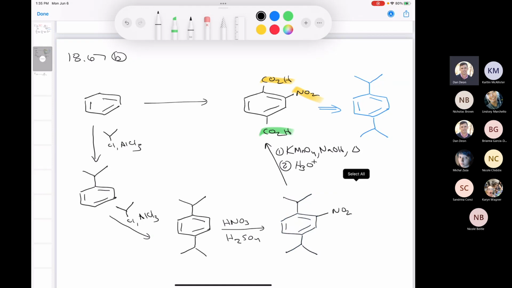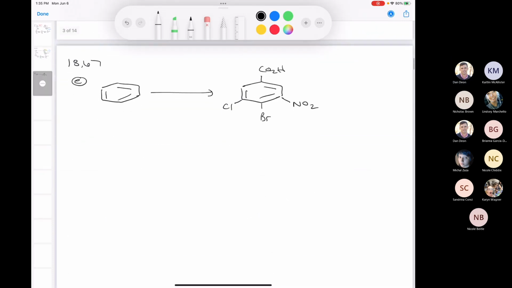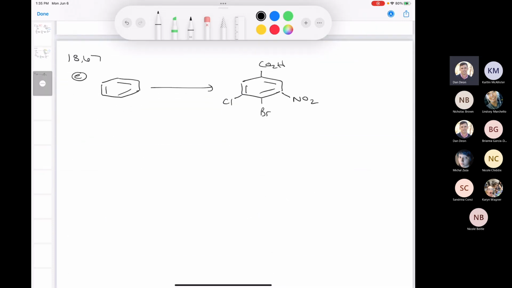Another one that I like is making tetra-substituted compounds. They're pretty cool. So this one here, this is 18.67E. I like questions where you get a whole host of things to add to the molecule. So here we're starting with benzene. We've got nitros. We've got carboxylic acids. We've got bromine. Is there anything here that your eye is drawn to right away?